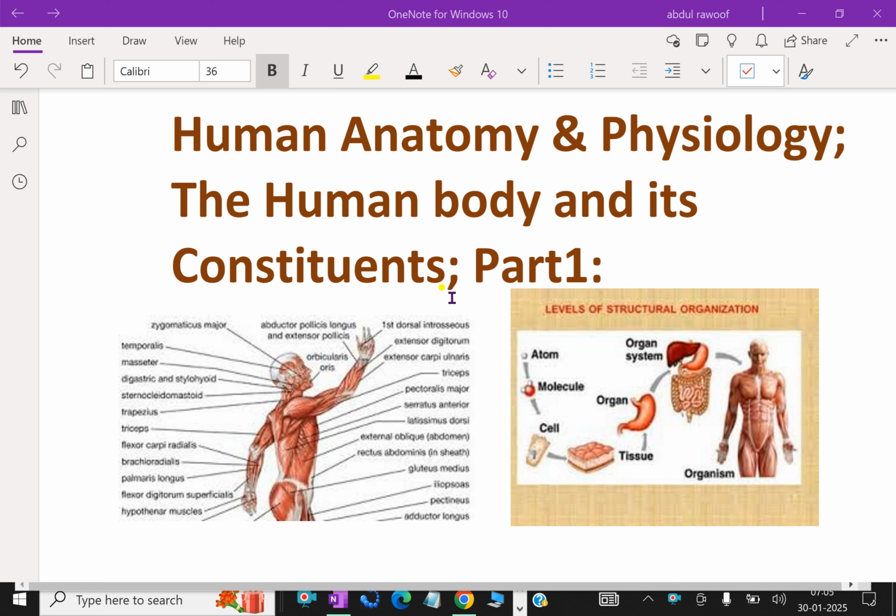The most fundamental of these is the chemical level. Atoms combine to form molecules, of which there is a vast range in the body. The structure, properties, and functions of important biological molecules are considered.